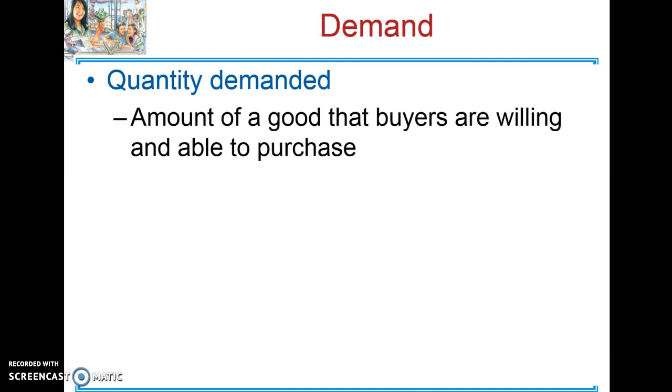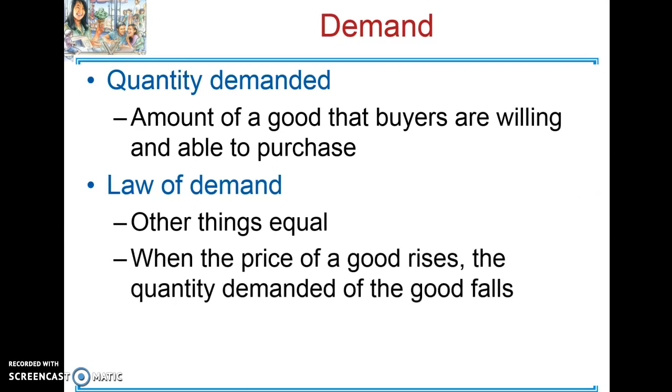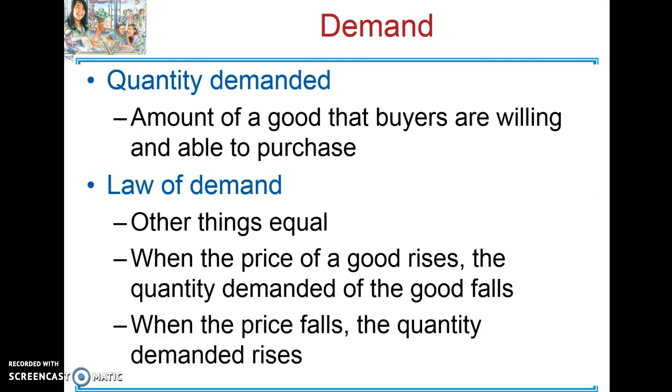Quantity demanded refers to the amount of a good that buyers are willing and able to purchase. The law of demand says that other things equal, when the price of a good rises, the quantity demanded of the good falls. When the price falls, the quantity demanded rises.